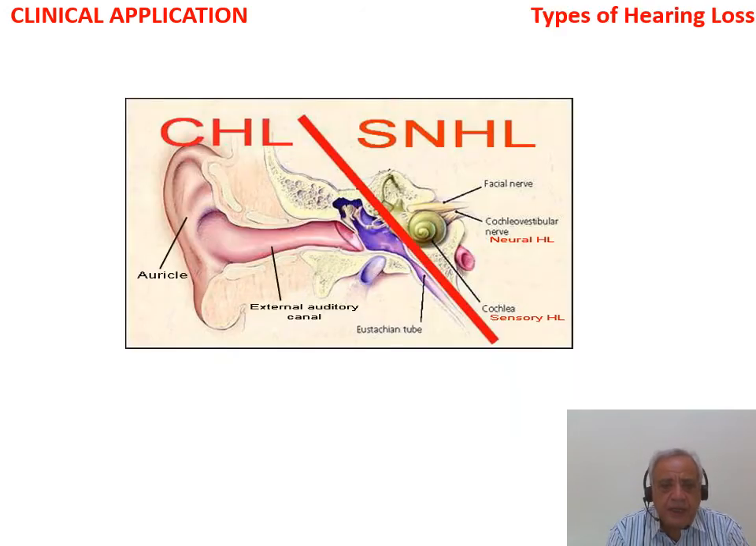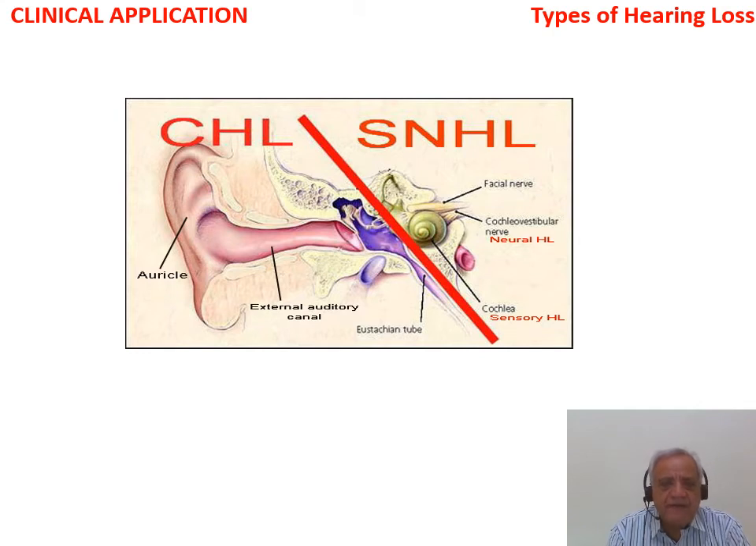And the hearing loss, we have mainly two types. The conductive hearing loss, where the lesion will be in the external ear or in the middle ear. Here the problem is only conduction. The sound is not conducted in a proper way. And usually the causes of conductive hearing loss are treatable, whether by medical treatment or by surgical treatment. So the conductive hearing loss is not a big deal.